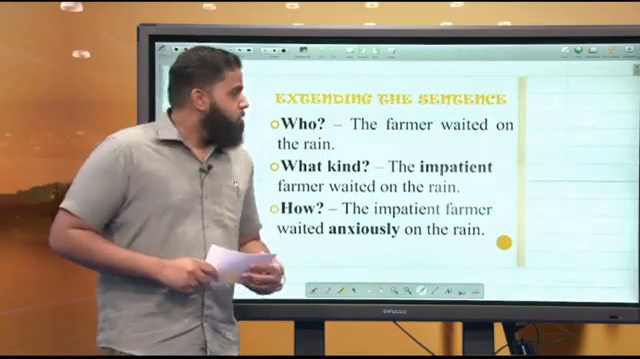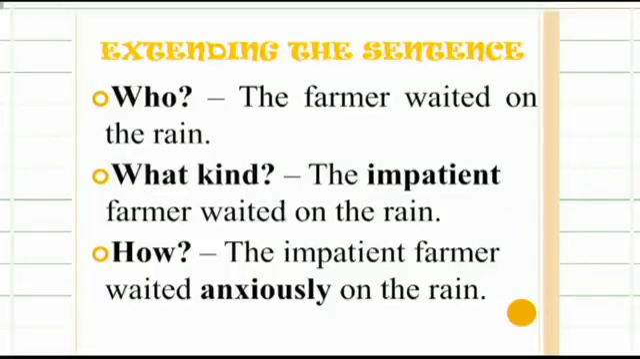All right? So what do we have here, guys? We have impatient, which is an adjective. It describes the noun farmer, right? It tells us the state of the farmer, so therefore it's an adjective. And he's waiting. To wait is a verb, all right? To wait is to be in a state of expectation for something to take place, okay? And he's waiting how? He's waiting anxiously.